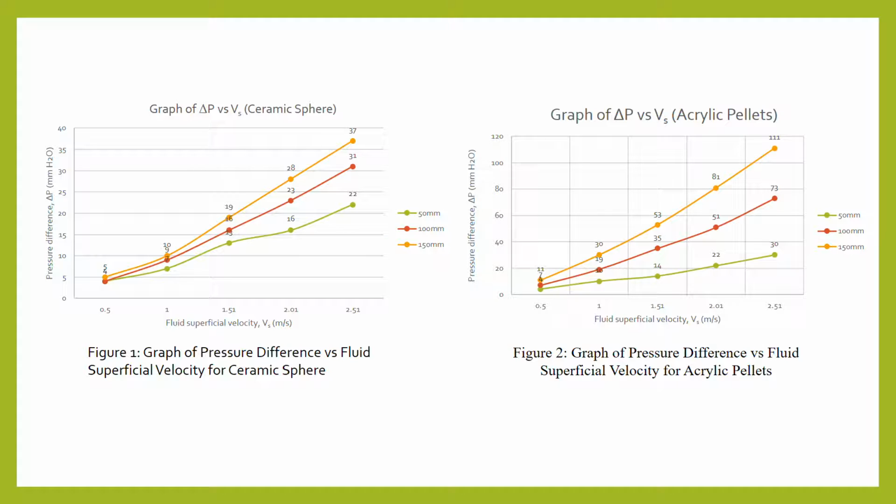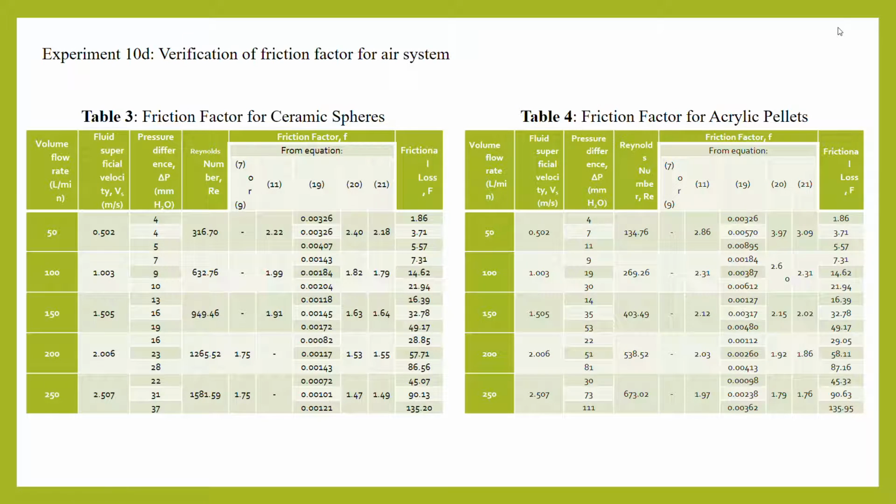Figure 1 and Figure 2 show that the ceramic sphere as bed produces a lower pressure drop compared to the acrylic pellet. This is because the ceramic sphere has higher porosity compared to acrylic pellets. Next is Experiment 10D, which is the verification of the friction factor for the air system. Using the same values that we get from Experiment 10B, we can calculate the friction factor and frictional loss.